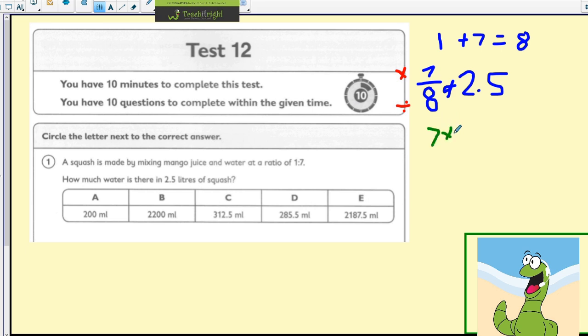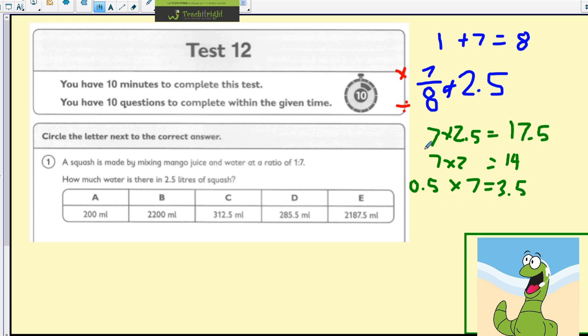Let's do 7 times 2.5. The way I'd probably do that would be 7 times 2 and 0.5 times 7. So 7 times 2 is 14, and then 0.5 of 7 is going to be 3.5, which means the total is 17.5. Right, last thing for us to do then is divide that 17.5 by 8. So let's write it out as a bus stop.